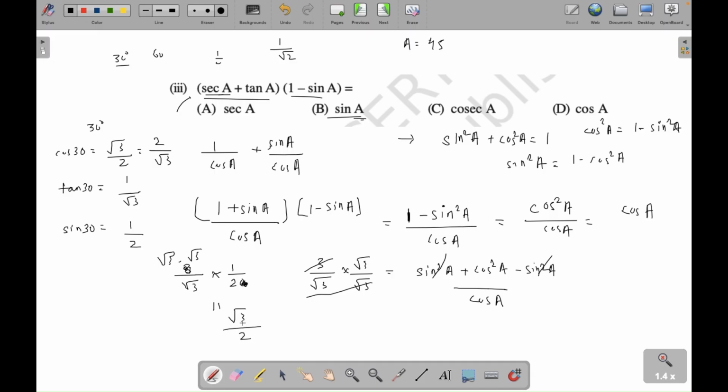Right? So now we need to check if I substitute A as 30, which of the following options will give me root 3 upon 2? So cos 30 is root 3 upon 2. So cos A is the answer, which we got by simplification as well. Okay, any question?